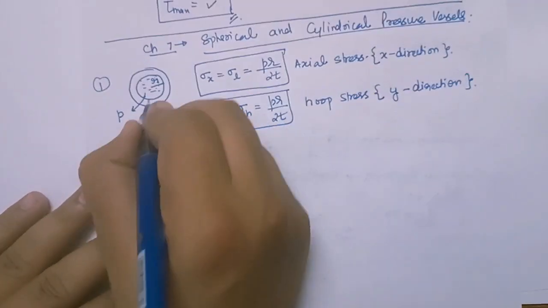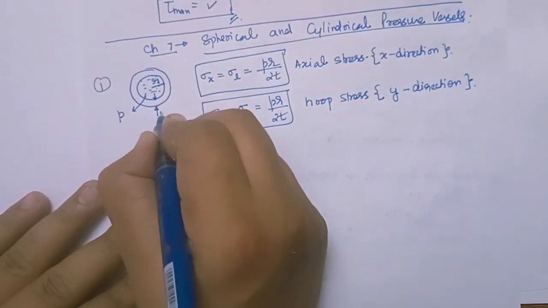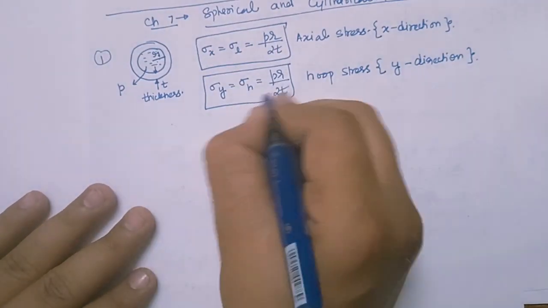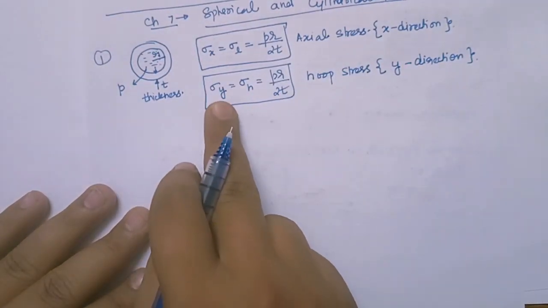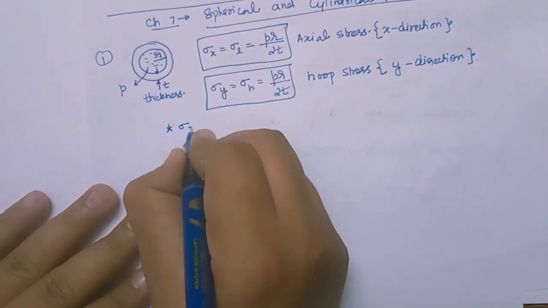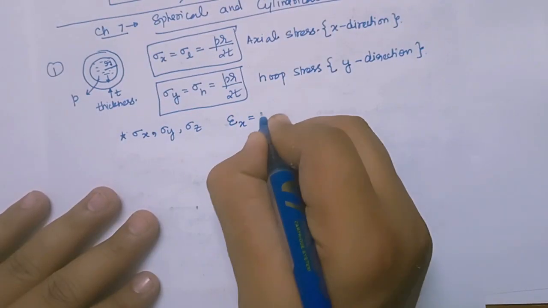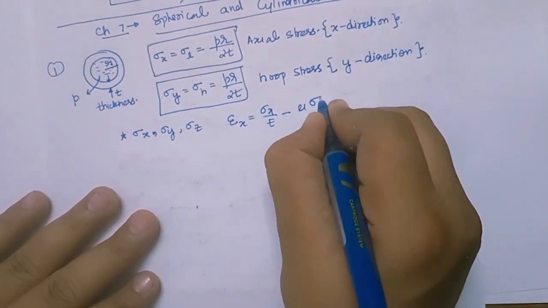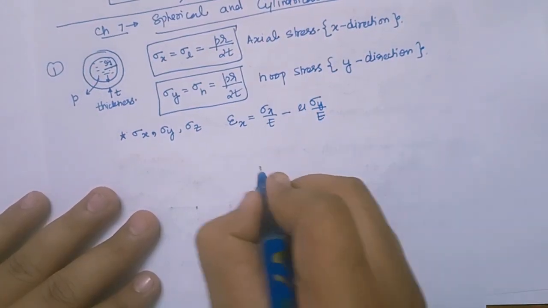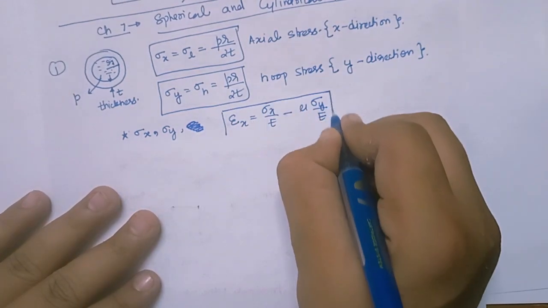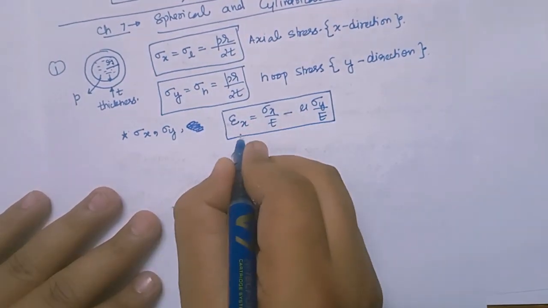Right. And what is t? t is basically the thickness of this shell. Clear? If you have calculated sigma x, sigma y and sigma z, we can calculate epsilon x. It is sigma x by E minus mu sigma y by E. We don't want sigma z, because it will be 3D analysis. That is not in our syllabus. So this is strain in x direction.